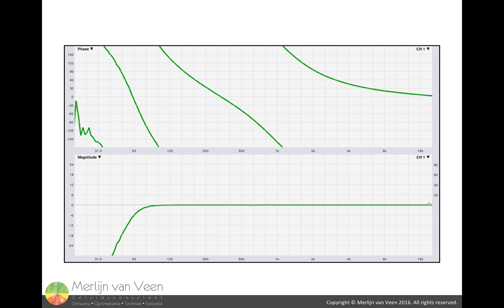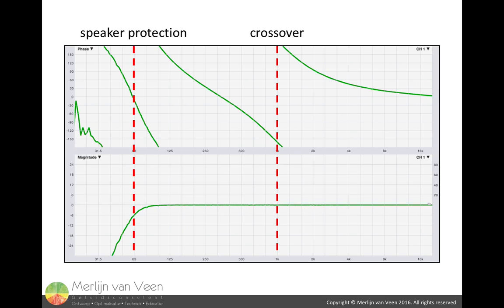The phase shift in our virtual speaker is caused, among others, by a fourth order crossover at 1 kHz introducing 360 degrees of phase shift, and a fourth order high pass filter for speaker protection at 63 Hz introducing another 360 degrees of phase shift.